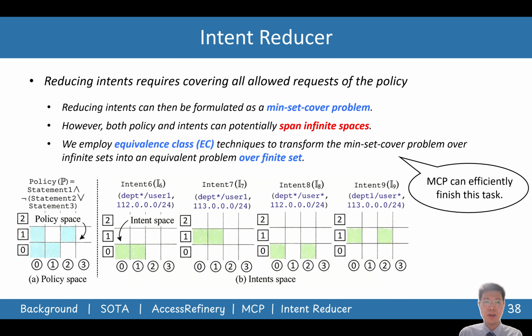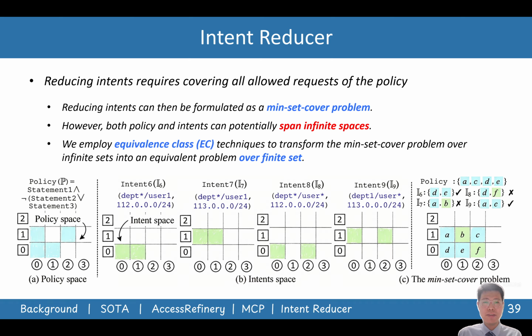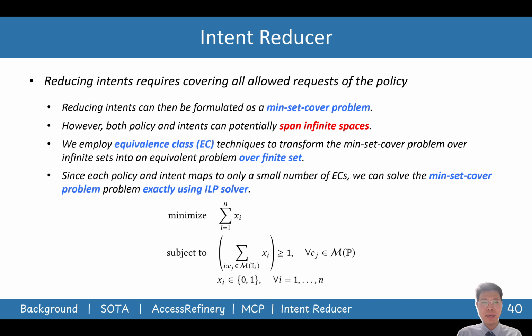We want to highlight that the ECs are defined at the policy and intent level, while the MCP focuses on partitioning underlying values to accelerate Boolean computation. Finally, we select intent 6 and intent 9 as the minimum number of intents that cover the entire policy, thereby reducing redundant intents. Moreover, since each policy and intents map to only a small number of ECs, we can solve the min set cover problem exactly using an ILP solver.